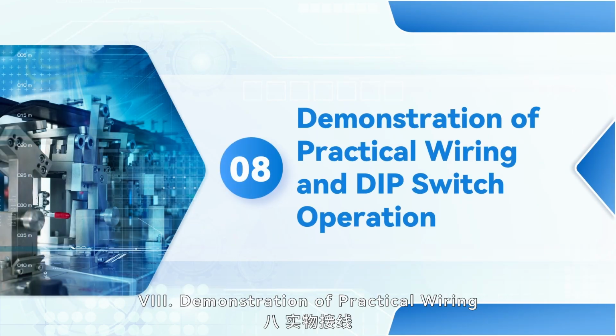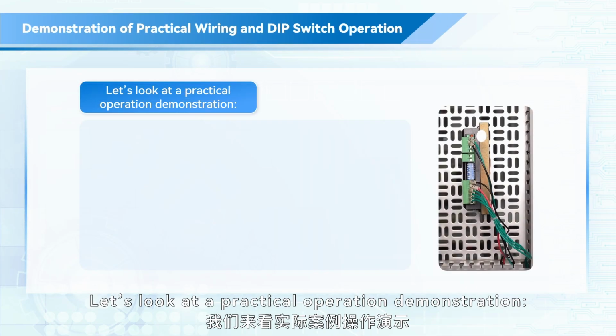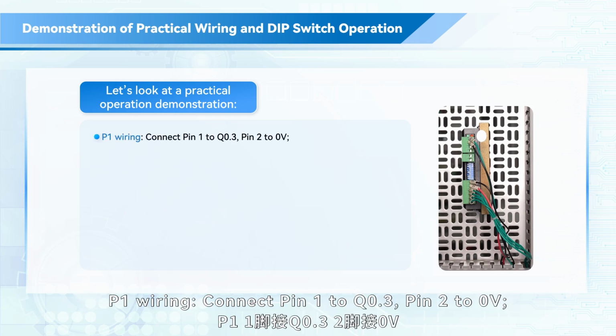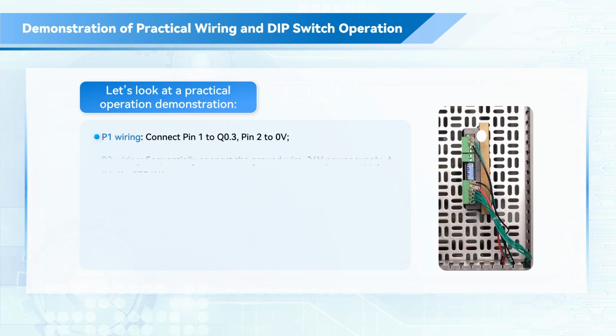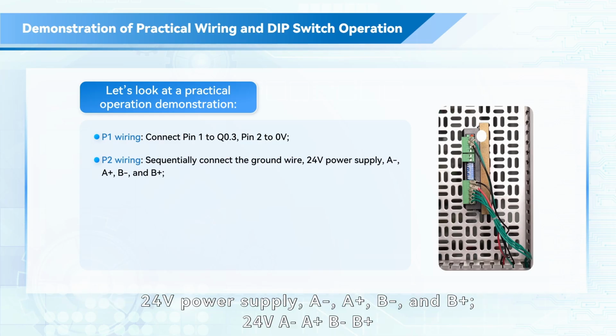Number 8. Demonstration of practical wiring and DIP switch operation. Let's look at a practical operation demonstration. P1 wiring: connect pin 1 to Q0.3, pin 2 to 0V. P2 wiring: sequentially connect the ground wire, 24V power supply, A+, A-, B-, and B+.